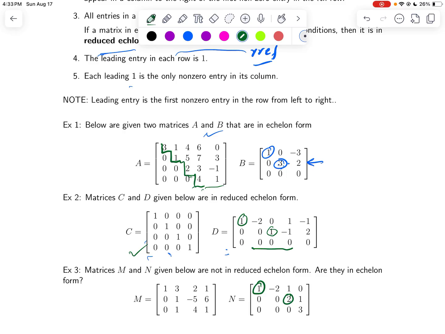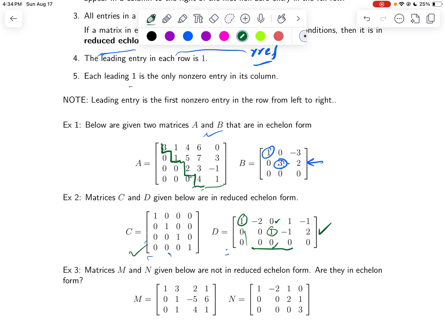Now we do not have a leading entry in the second column. The leading entry of the second row is in the third column, which is okay, which can happen. So we have zeros below and above the leading entries. You can see that we have zeros above and below the leading entry, and then the leading entry is 1. So yes, this is also in echelon form.